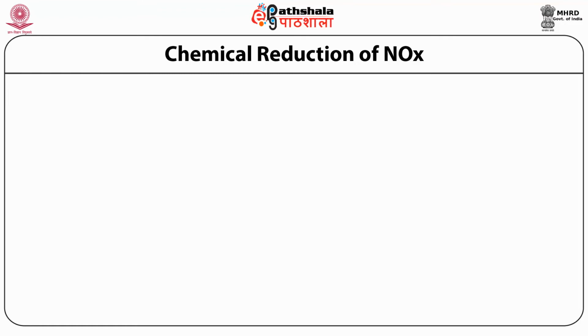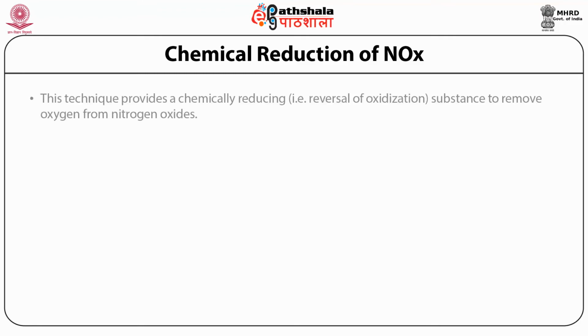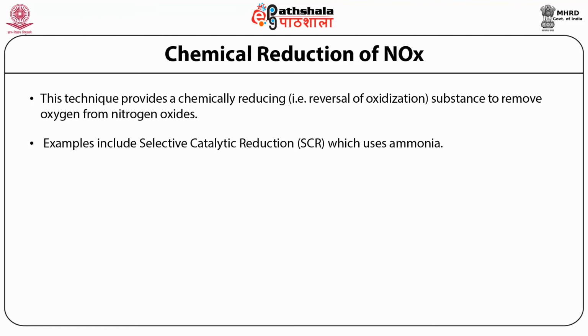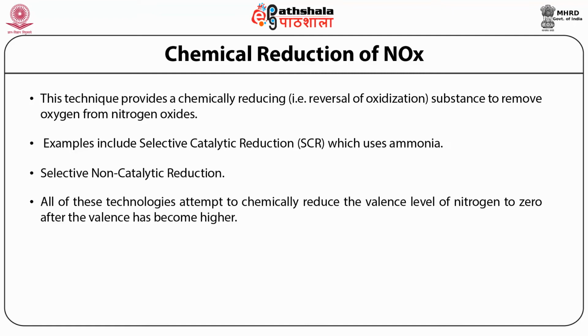The third method of control of NOx in the atmosphere is known as chemical reduction of oxides of nitrogen. This technique provides a chemically reducing substance, that is, a reversal of oxidation, to remove oxygen from the nitrogen oxides. Examples include selective catalytic reduction, also known as SCR, which uses ammonia. Selective non-catalytic reduction can also be used for the removal of oxygen from nitrogen oxide. All of these technologies attempt to chemically reduce the valence level of the nitrogen to zero after the valence has become higher. Some low NOx burners also are based partially on this principle.